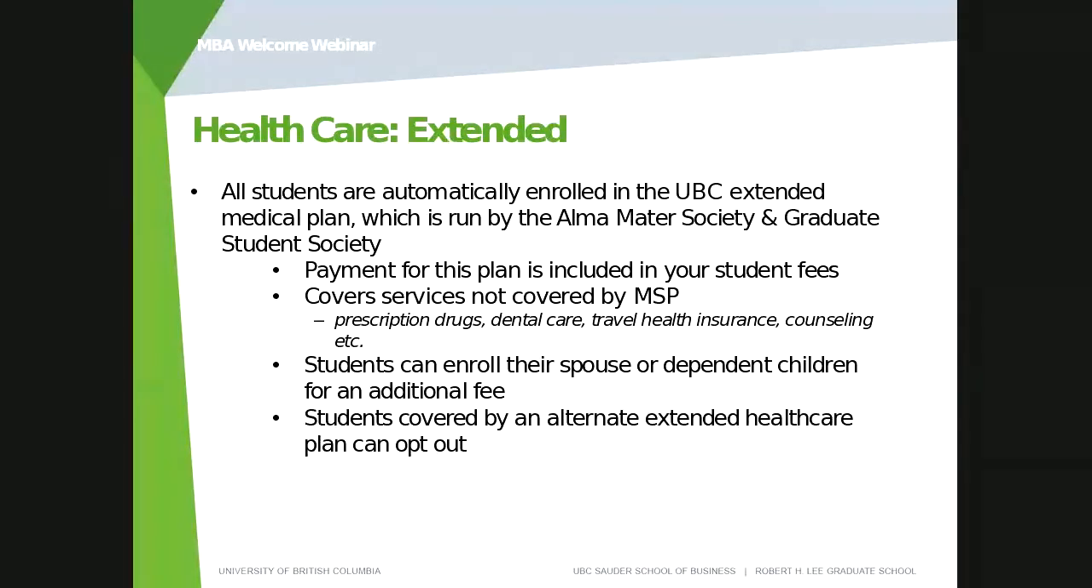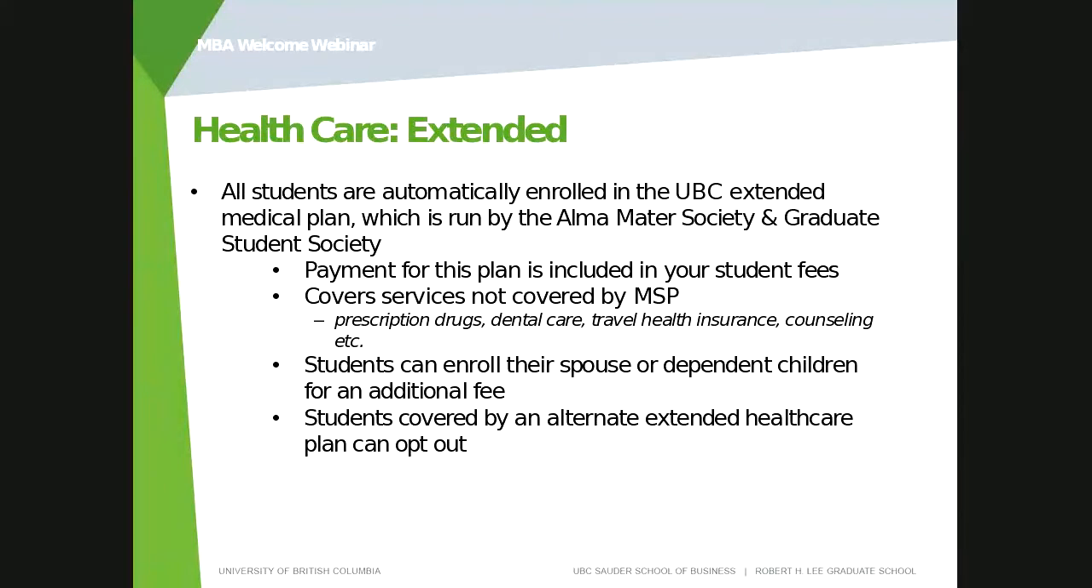Okay, so in terms of the extended healthcare, all of the students in our program are automatically enrolled in the UBC Extended Medical Plan, and this is run by the Alma Mater Society and the Graduate Student Society. The payment for this plan is included in your student fees, and it covers services that are not covered by MSP. So things, as I mentioned before, like prescription drugs, dental care, travel health insurance, counseling, etc. And if you have a spouse or a partner or dependent children, for an additional fee, you can enroll them in this plan as well.